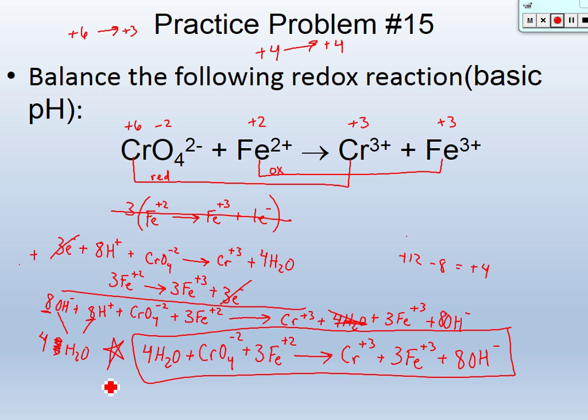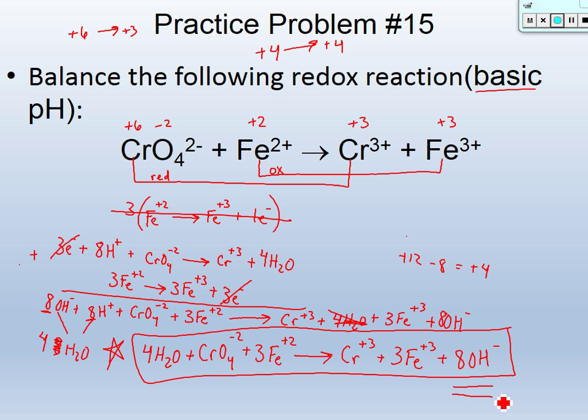How come, guys, let me emphasize this, how come we're in basic solution here? Where does that come into play? With these hydroxides, isn't that making it basic? Yeah. Okay. So that's practice problem number 15.